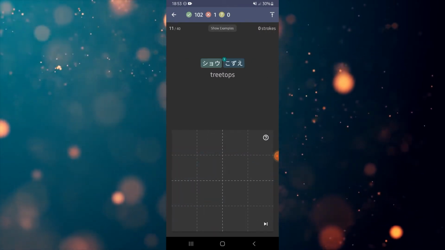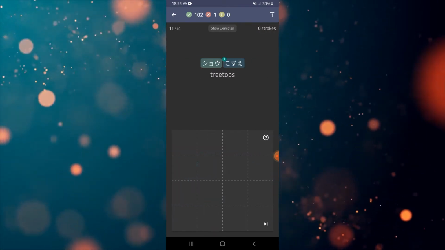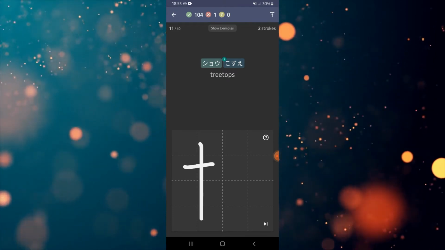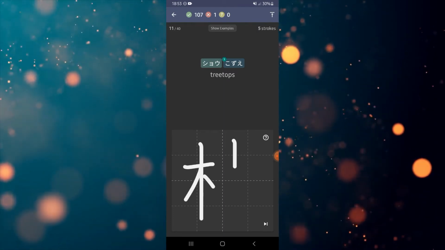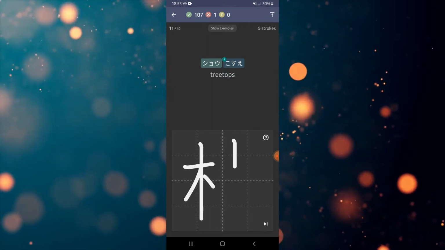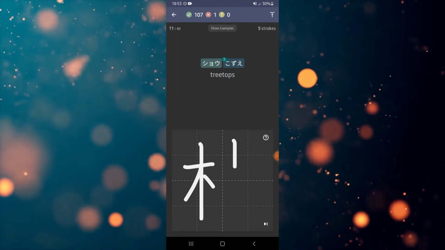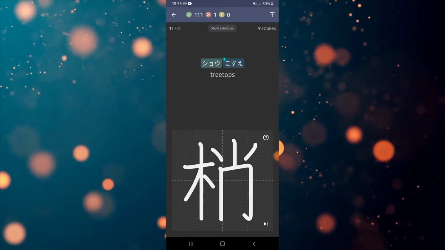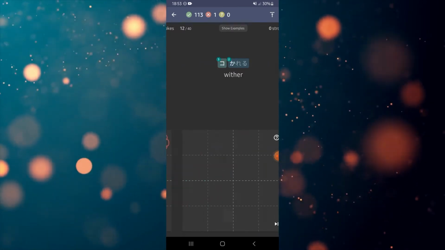Tree tops. So this one I picture on each tree there's a candle. So first you draw the kanji for tree, then now you draw the kanji for resemblance, which James Heisig says is candle according to him, which I think makes it easier to remember.